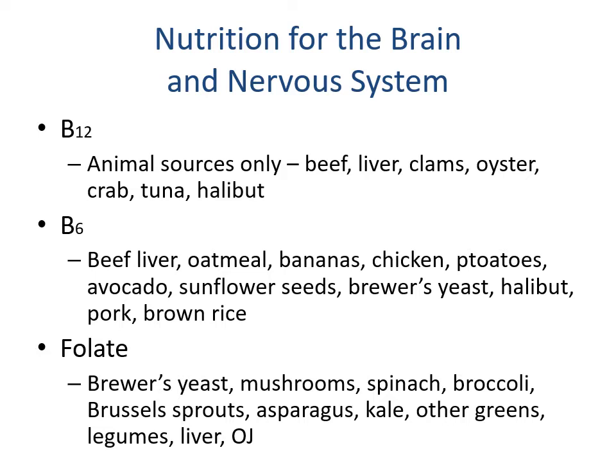B6 is going to be found in beef liver, oatmeal, bananas, chicken, potatoes, avocado, sunflower seeds, brewer's yeast, halibut, pork, and brown rice. And folate can be found in brewer's yeast, mushrooms, spinach, broccoli, Brussels sprouts, asparagus, kale, and other greens, legumes, liver, and fortified orange juice.